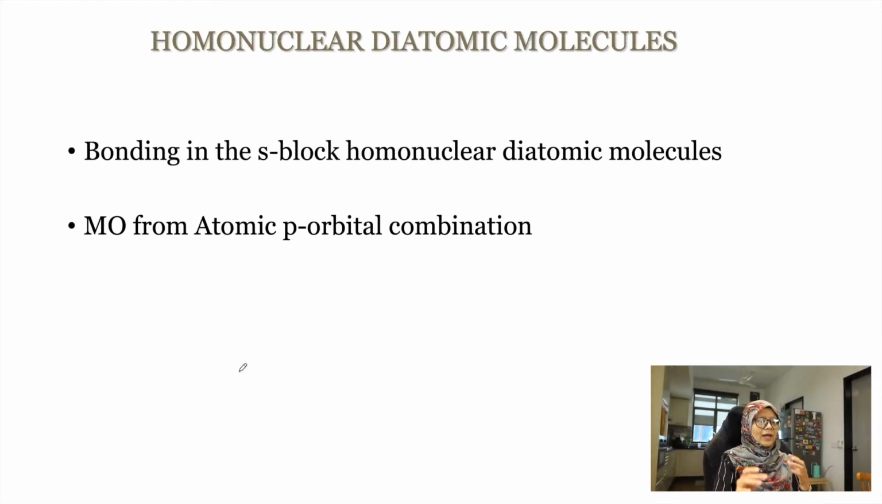So in this part 4, we will discuss the homonuclear diatomic molecules. We have two main objectives for this part 4. First, to discuss the bonding in the s-block homonuclear diatomic molecules, and second, the molecular orbital from atomic p orbital combination. So how to show the bonding in the s-block homonuclear diatomic molecules?